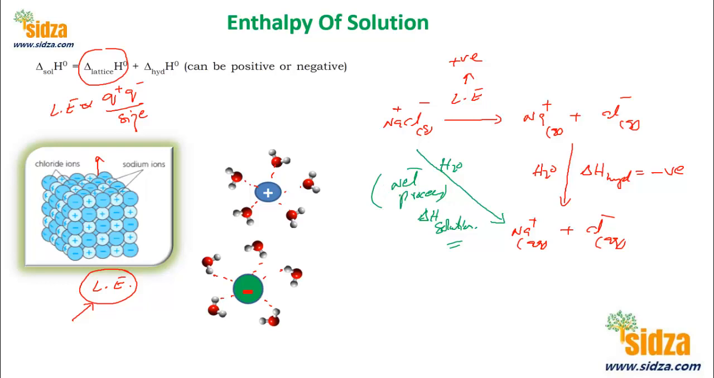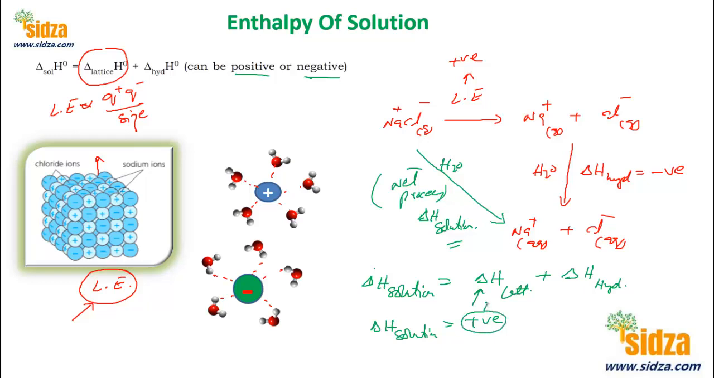And this enthalpy of solution now is the sum of the lattice energy and the hydration energy. As I said, it can either be positive or negative, depending on which is higher. If lattice energy is more than hydration energy, correct? If this one is more than hydration energy, therefore the delta H of solution will be positive. Enthalpy of solution will be positive if this part is more, correct?